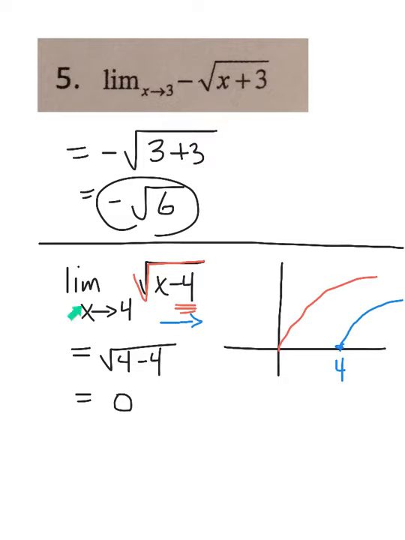So let's look at this. We have the limit as x approaches 4. Here's as x approaches 4, and we got 0. Well, that does make sense. If you're coming from the right, do you see that my y value is getting lower and lower, and it's approaching 0?